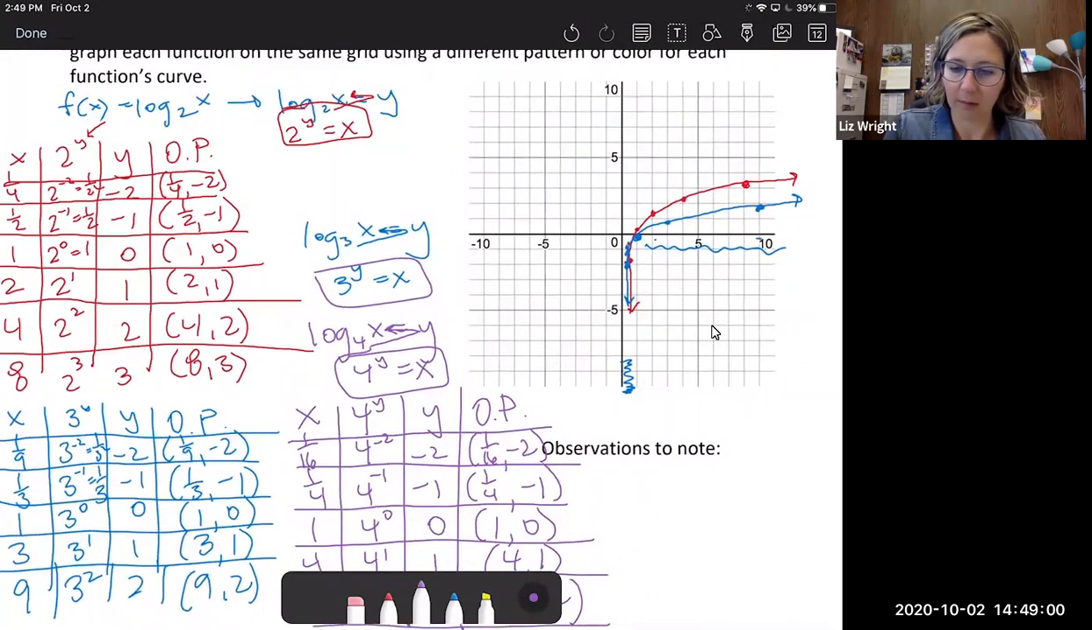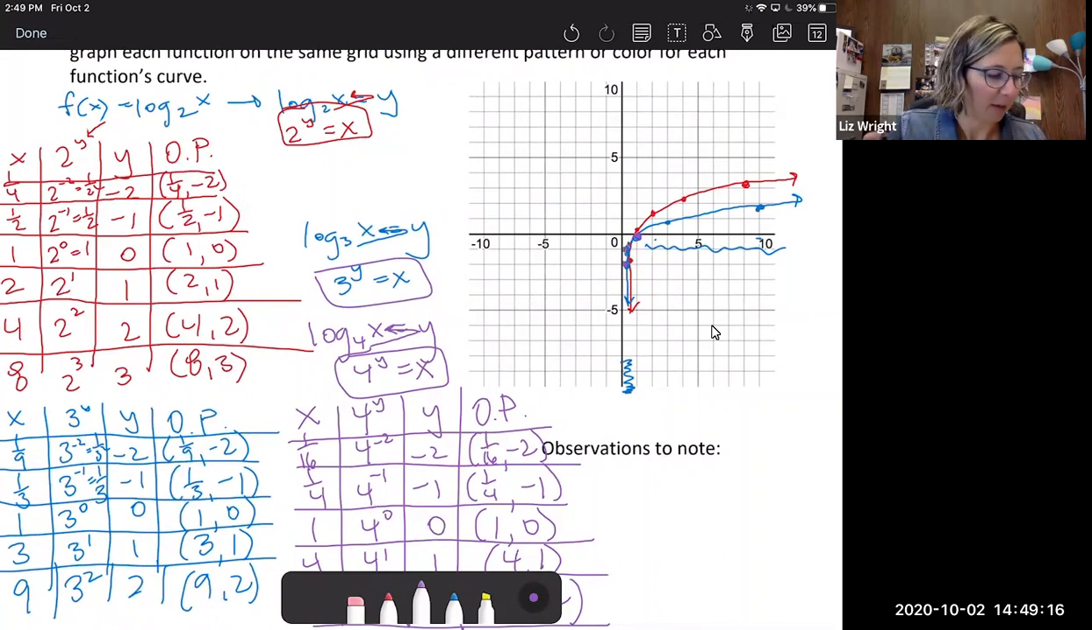My points. So the first one's going to be 1/16, -2. So it gets even closer. And then we've got 1/4, -1. Again, that even gets closer. They intersect at 1, 0.